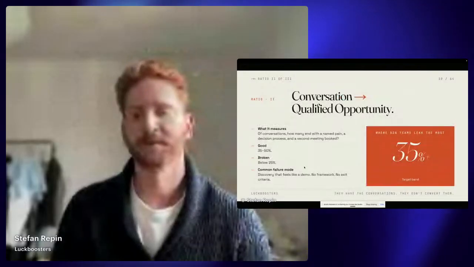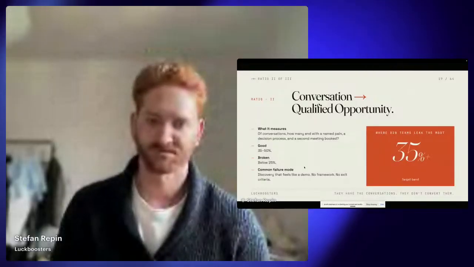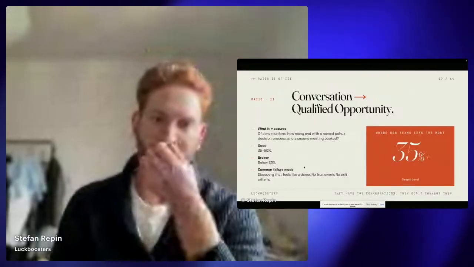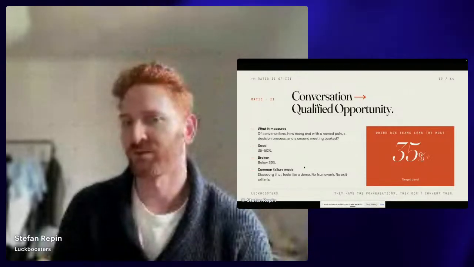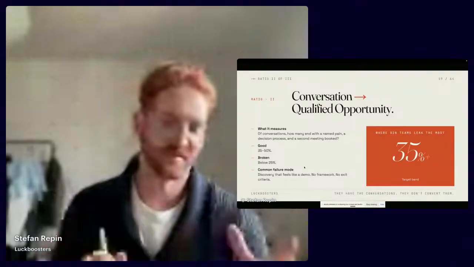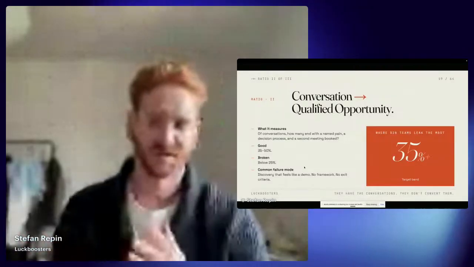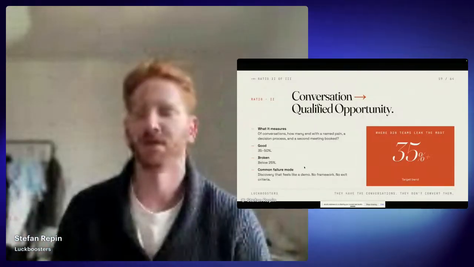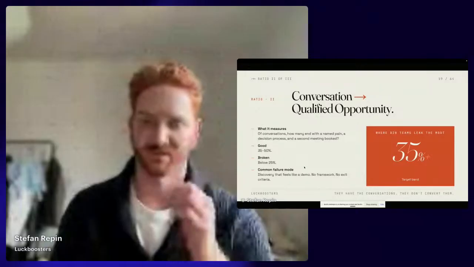Conversation to qualified opportunity, what it measures: how many of your conversations end up with a decision process, an exact pain you're actually solving, and then a second meeting booked? So a good rate, again, is between 35 and 50%, about half. Below 25%, and we're already talking failure here.